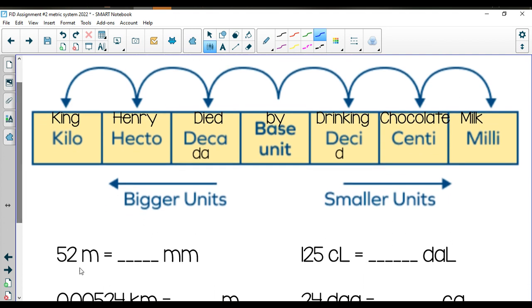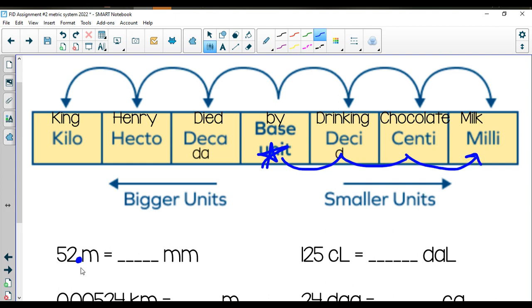So if we want to convert from 52 meters to millimeters, we want to first figure out on the number 52, where is our decimal point? Since it's a whole number, our decimal point is out here after the number, to the right of the final number that's in the ones place. Meters are located right here in our base unit. We want to go to millimeters, which is all the way down here at the right. So we're going to have to move our decimal point 1, 2, 3 spaces to the right.